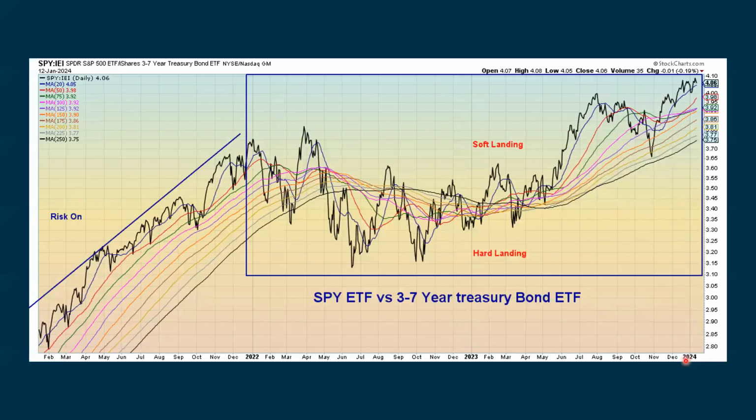Then we compare stocks with 3 to 7 year bonds. When this ratio is going up, that means the market's anticipating a soft landing. When this ratio is going down, that means the market's anticipating a hard landing. A soft landing means, yes, there's economic weakness, yes, the Fed is raising interest rates, but we probably won't head into a recession. That's what the market is trying to shoot for. When we do go into a recession, that's known as a hard landing. And right now, even though we've been pulling back just a little bit, when you take all of this together, the market still is anticipating a soft landing.